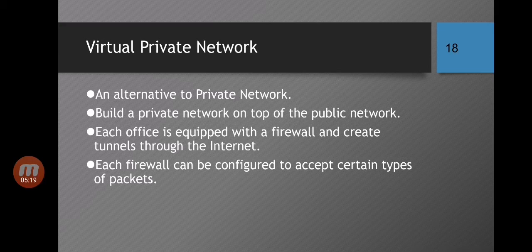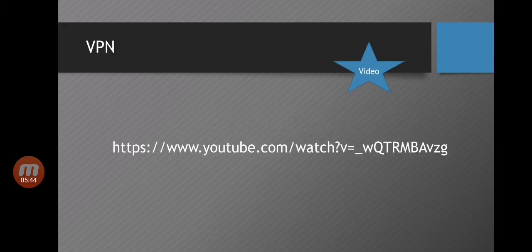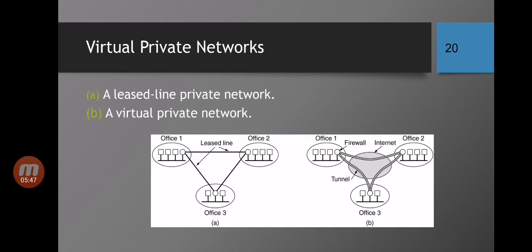Virtual private network. So it's an alternative to private network. Build a private network on top of the public network. So meaning that on the public network, you set up a private network. Each office is equipped with a firewall and creates tunnels through the internet. Each firewall can be configured to accept certain types of packets. Two types of private networks: a leased line private network and a virtual private network.